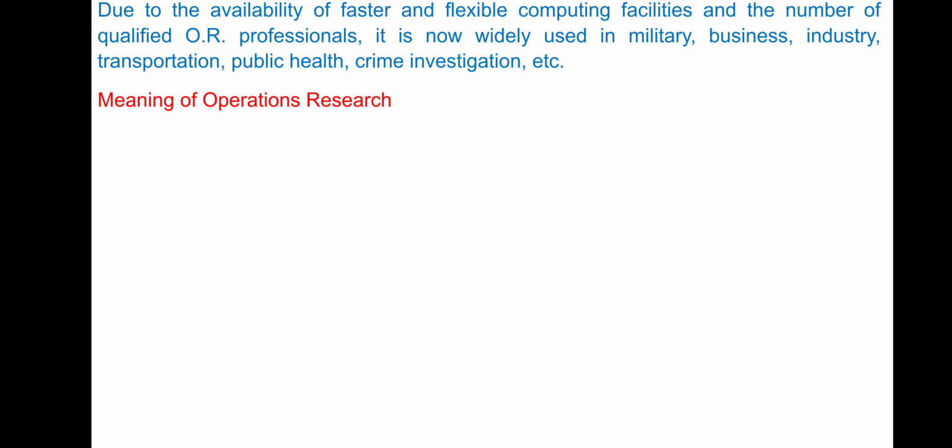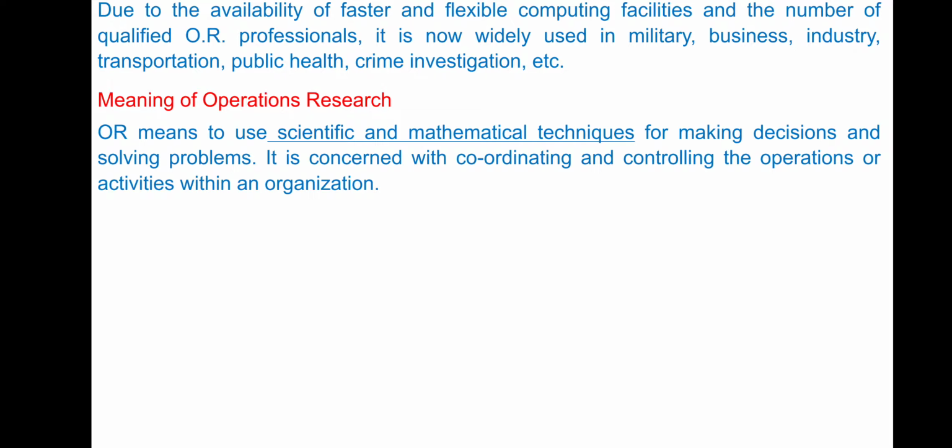Meaning of operation research: it is the use of scientific and mathematical techniques for making decisions and solving problems. This means it is mathematically proven. We are applying mathematical and logical, at the same time scientific reasons, on an analytical basis. There is a logic, a conceptual and meaningful way. It is concerned with coordinating and controlling the operations or activities within an organization. That is the reason operation research succeeded.